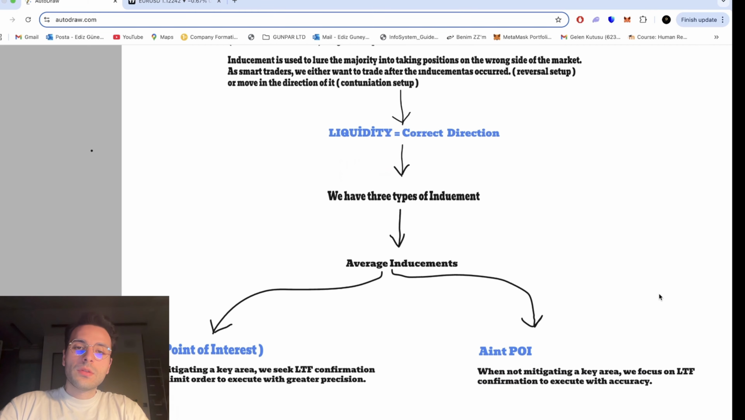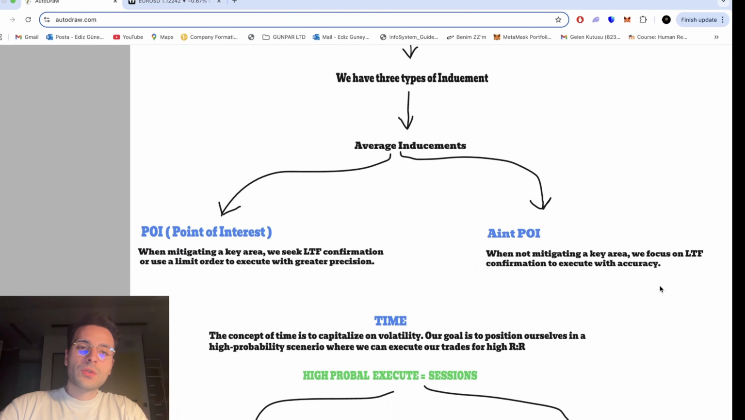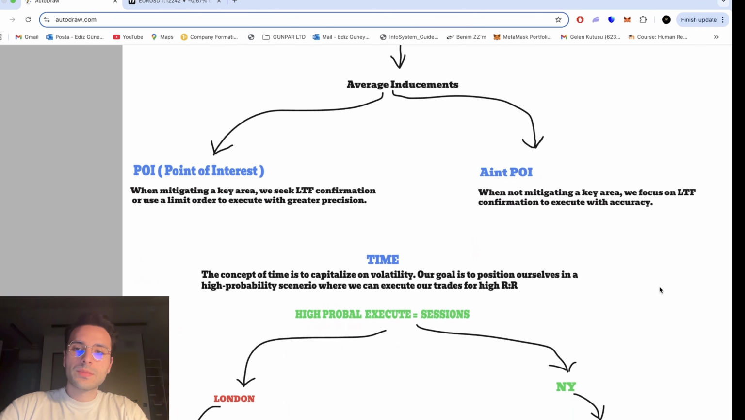We have three types of inducement. The first is average inducement POI, point of interest. When mitigating a key area, we seek lower time frame confirmation or use a limit order to execute with greater precision. If you don't know what confirmation is, do not worry about it. In the live example, I will be showing you and teaching you. On the other hand, we have non-POI. When not mitigating a key area, we focus on lower time frame confirmation to execute with accuracy.